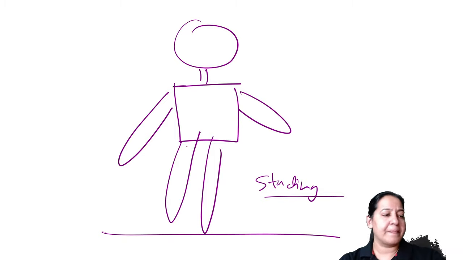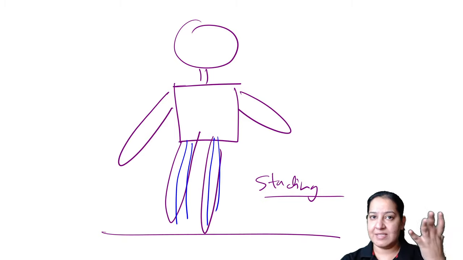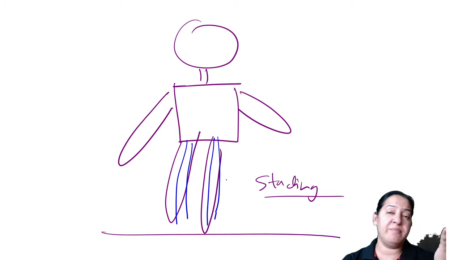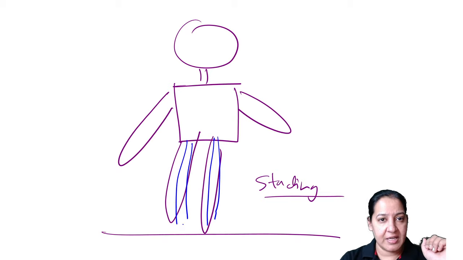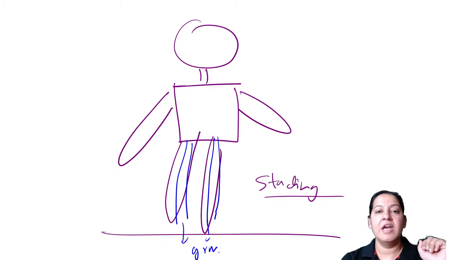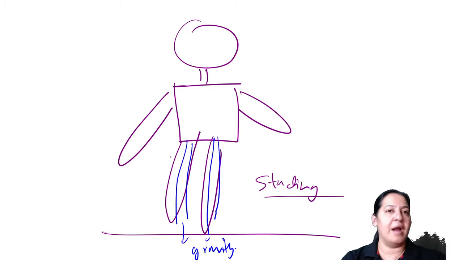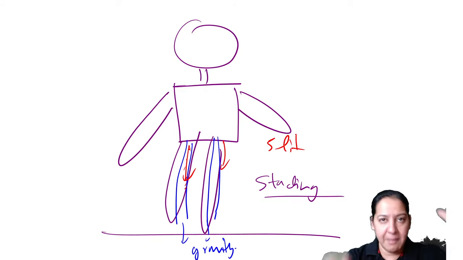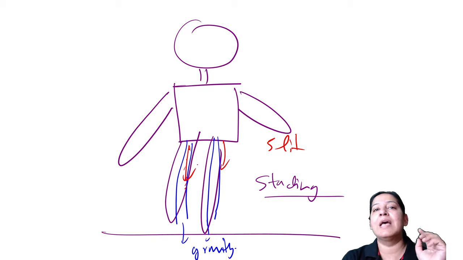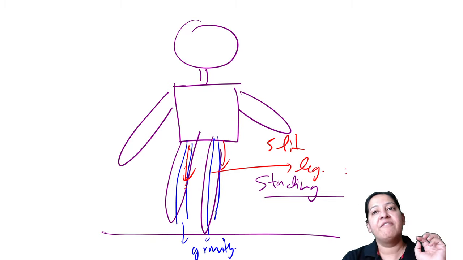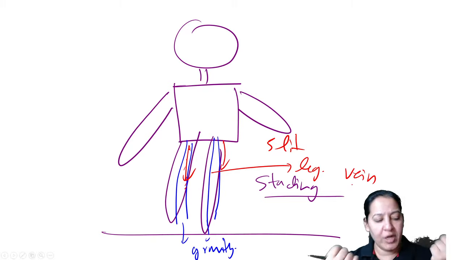So what will happen? These are the veins of the leg. Legs have big veins, the superficial and the deep veins of the leg. Due to gravity, the gravity pulls the blood. Out of the 5 liters of blood, maximum blood is pulled into the leg veins. I'm talking about leg veins. So maximum blood is pulled here due to gravity.